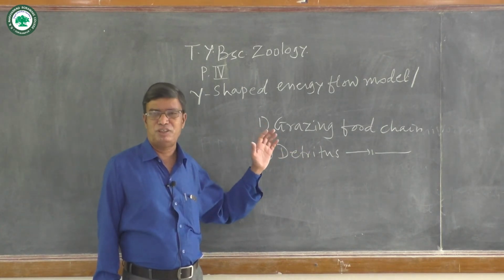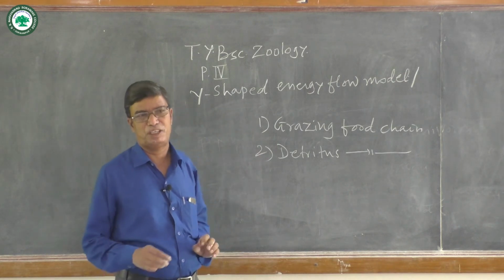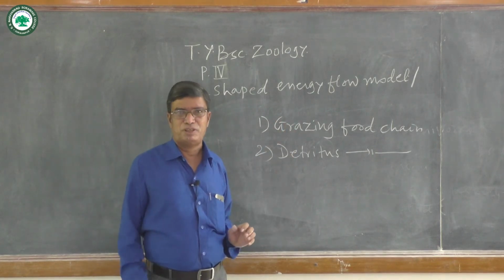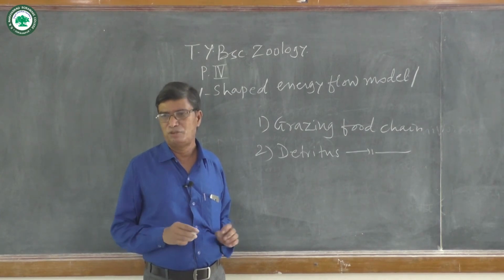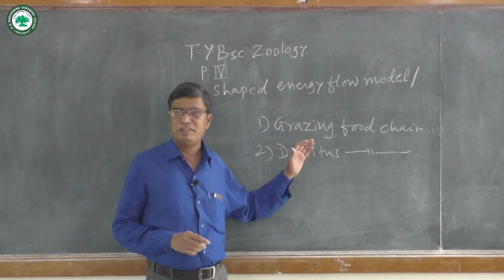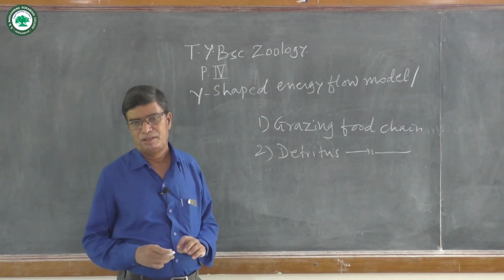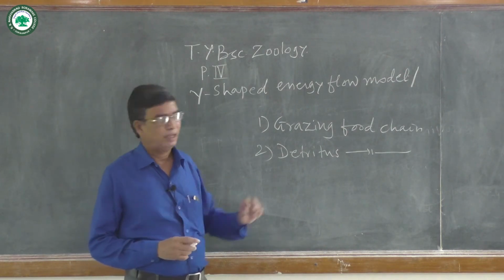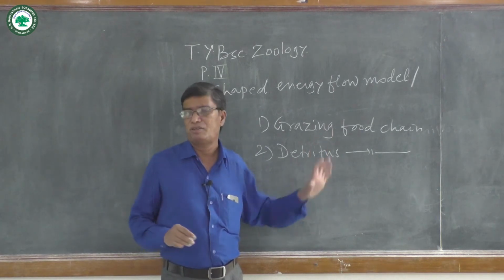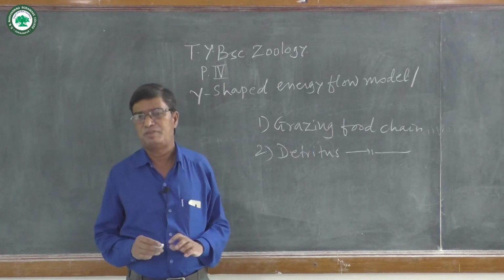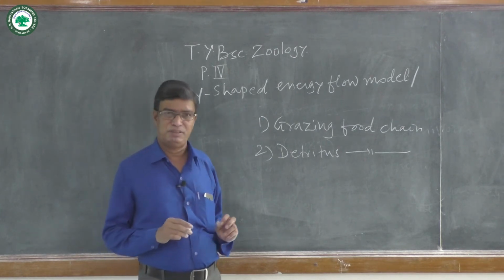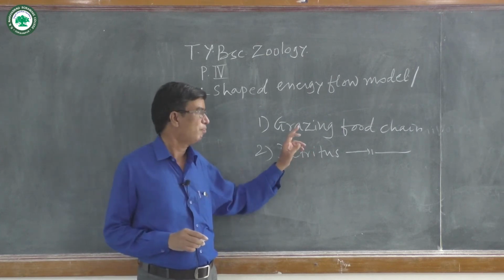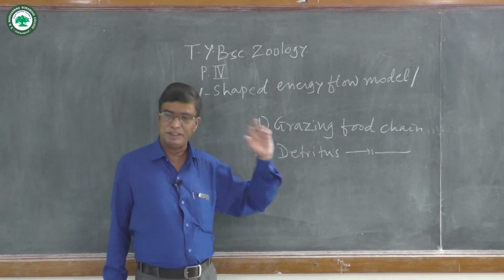Or for example, a crop. Many insects feed on a crop, for example a grasshopper that feeds on a crop or grass. The grasshopper is eaten by, for example, a frog. Frog is the secondary consumer. The frog is eaten by a snake, for example a rat snake or cobra. And that snake is eaten by a predatory bird, the hawk. It is a simple food chain which is called the grazing food chain.